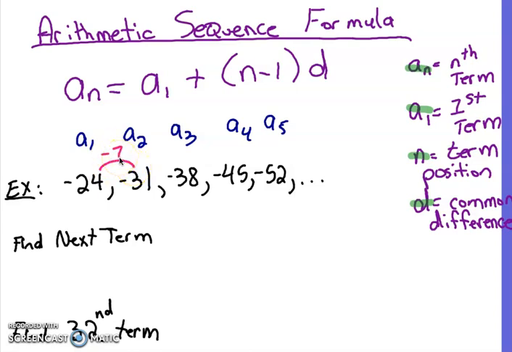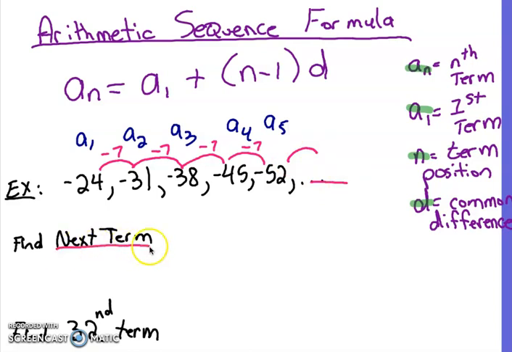And let's see if the pattern holds. So if I subtract 7 more, yes, I get negative 38, subtract 7, and so the pattern does hold. So I'm subtracting 7; that is the common difference. If I wanted to find the next term in the sequence, I could just simply subtract 7 and see what my next number is. But let's follow the formula just to make sure I understand how to use it.